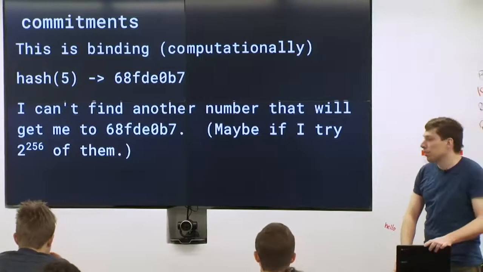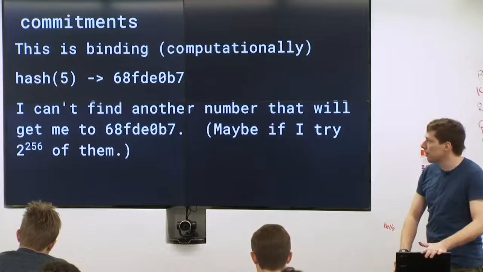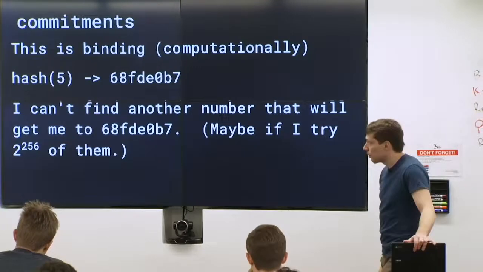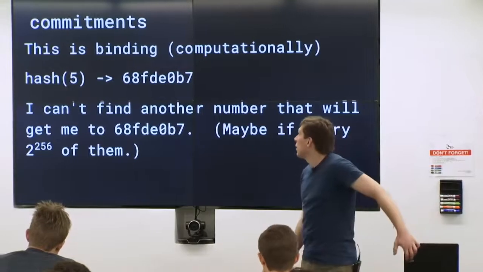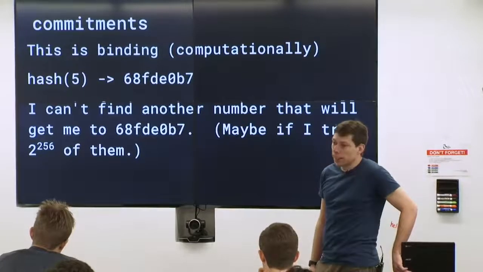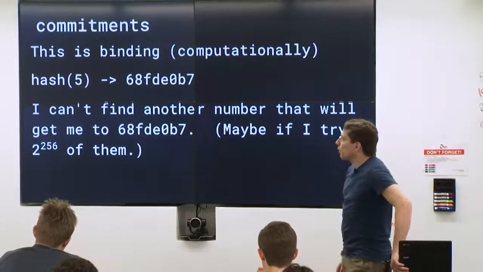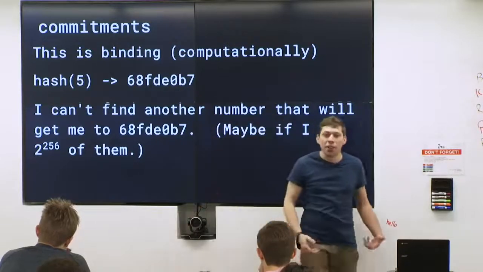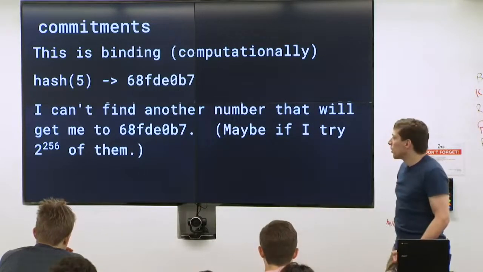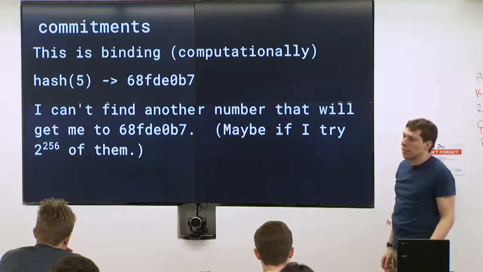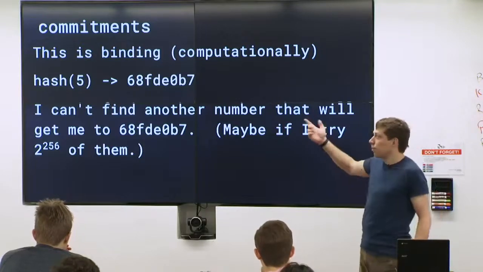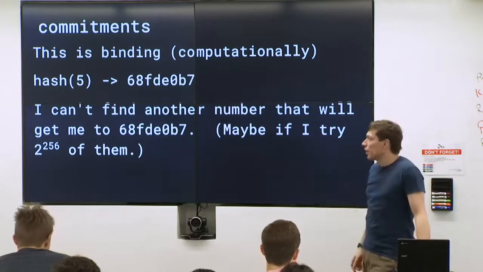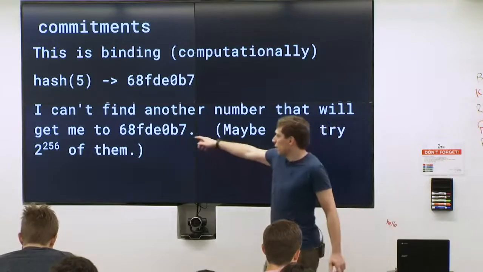It is binding. So there's binding and hiding, and there are different properties of commitment schemes. So this, we could say, is a computationally binding commitment scheme, in that once I've committed to this, I'm not going to be able to find another number. I'm not going to be able to say, oh, actually it was 6, and then get the same commitment out, right?